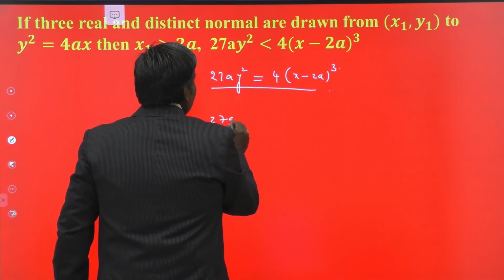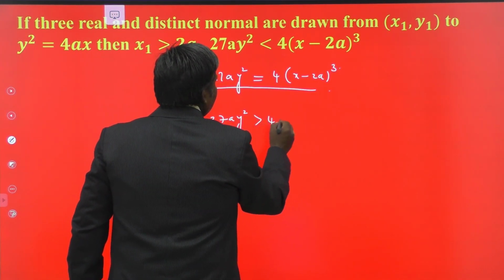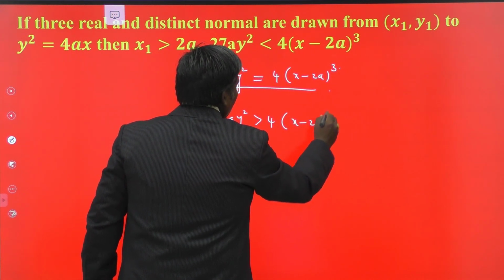Suppose 27 ay square is greater than 4 times of x minus 2a whole cube.